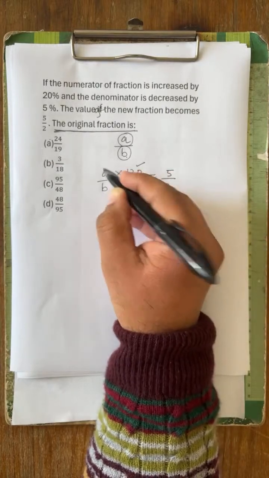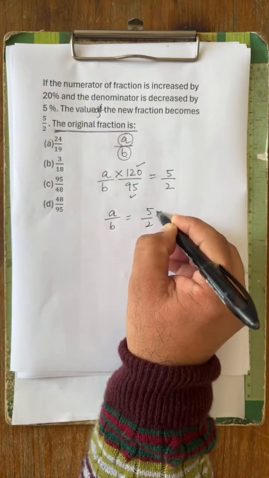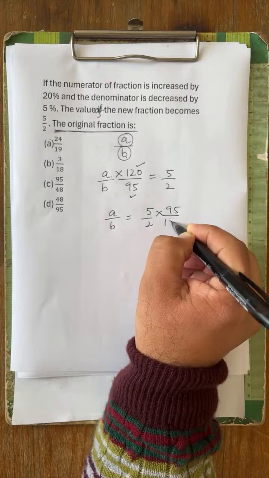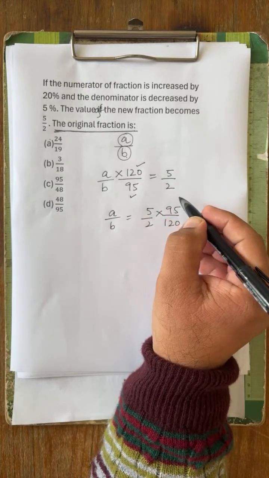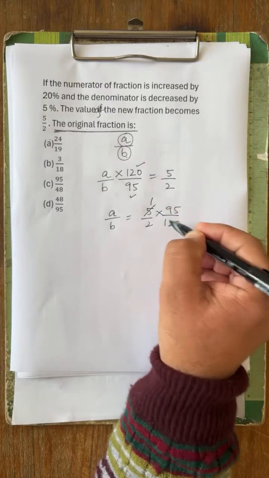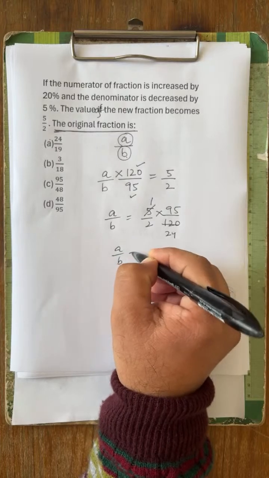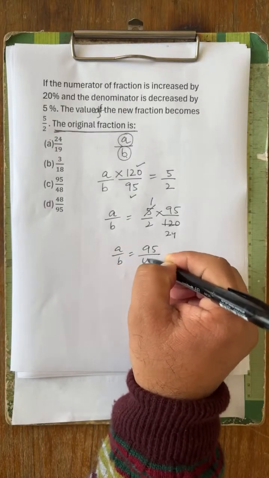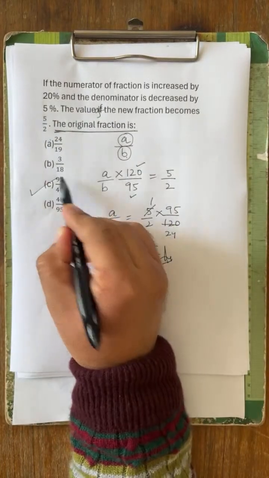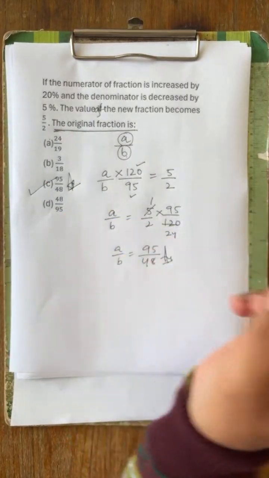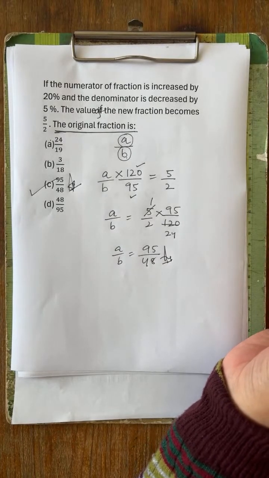Now we have to find the fraction. a by b will be equal to 5 by 2 into 95 upon 120. Now we will be solving this. So a by b will be 95 upon 48, which will be our answer. Option C will be our answer. I hope you understood this question.